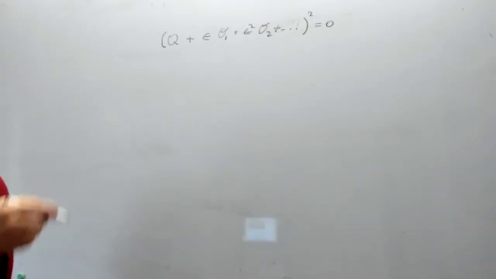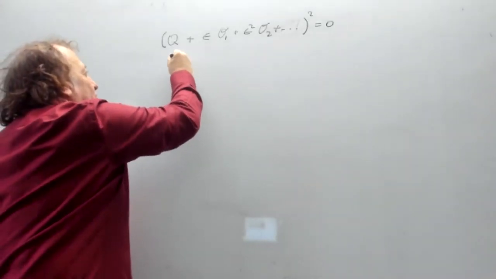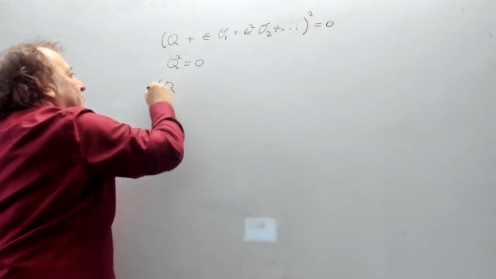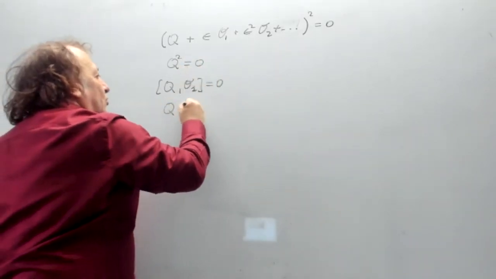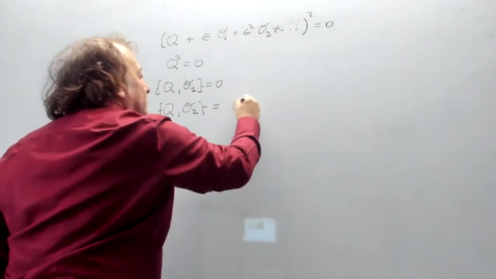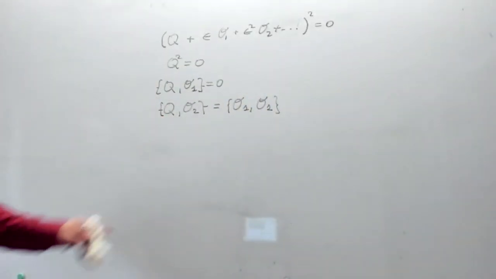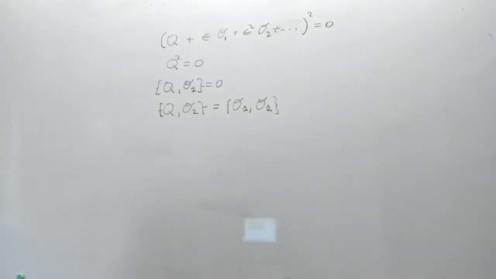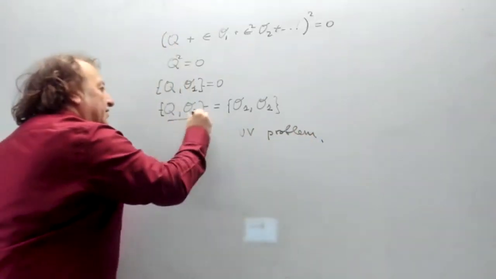Once again, it's a one dimensional theory, everything is explicit. So you have Q square equals to zero. Q of one equals to zero. Then we have Q of two, anti-commutator, equals O1 O1. So this is the problem that comes from the diagonal, ultraviolet problem. And this is a way how to solve it.